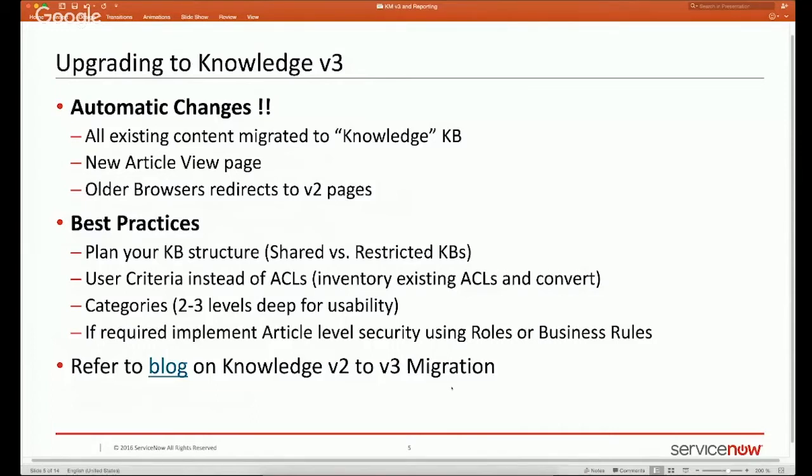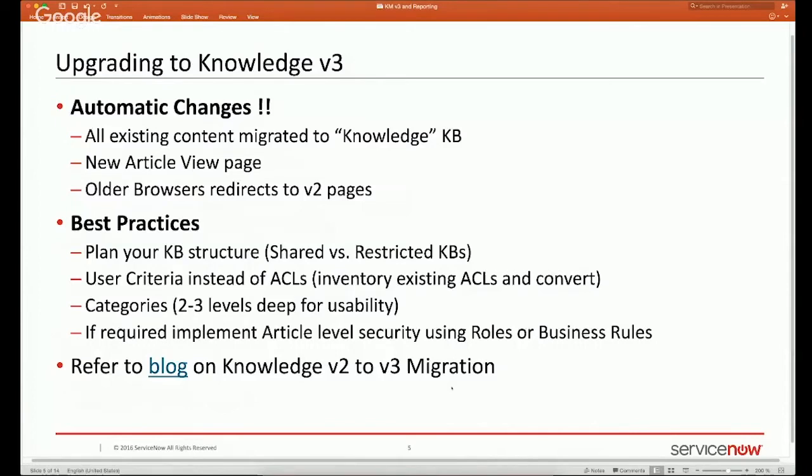However, if you still continue to use the old KB, then the content is displayed in the old article view page that you had. It is changed to article view customer, article_view_customer, and that page is used for content that is there in the older KBs.